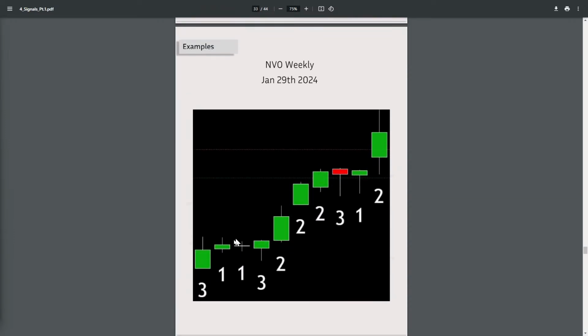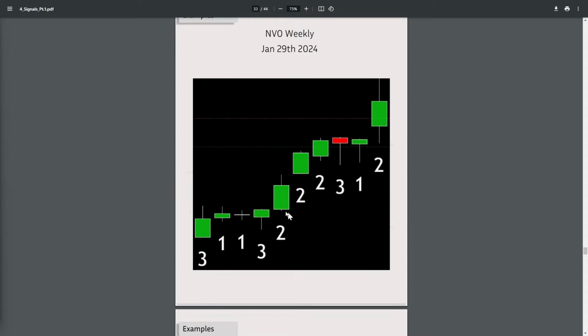Weekly, what am I looking at? A 1. All right. So this would be a 1-3-2 continuation. So inside bar, 3-2 up. No, not a lot of magnitude there, but still good.